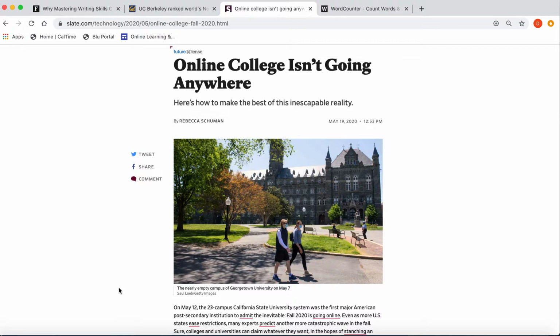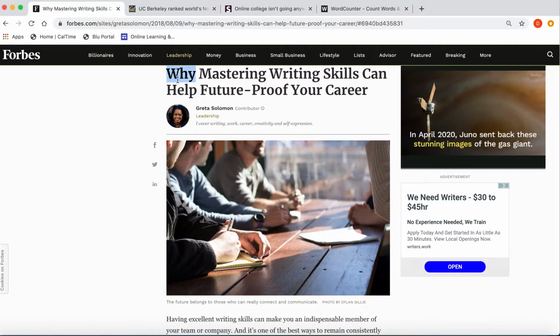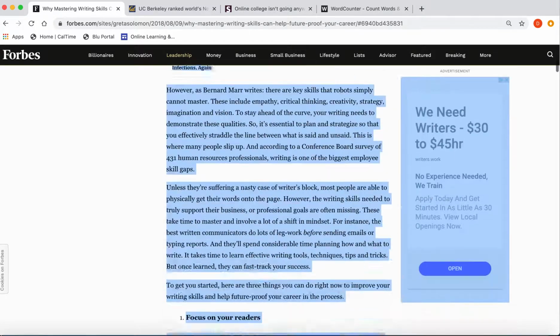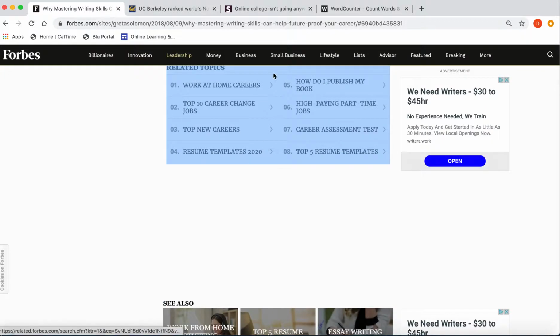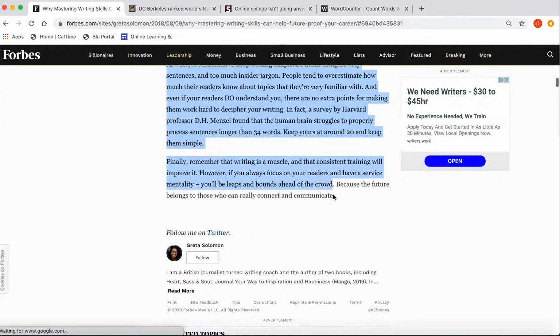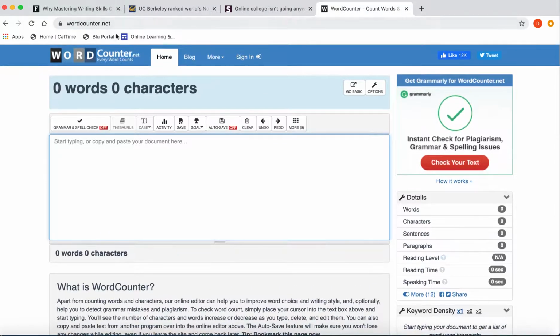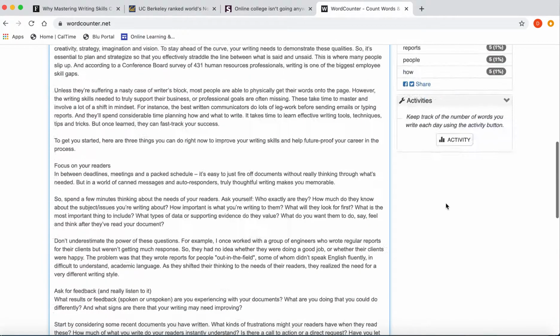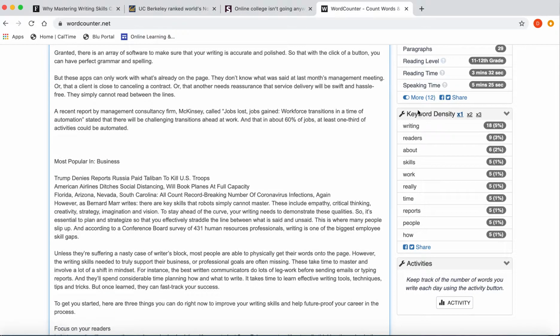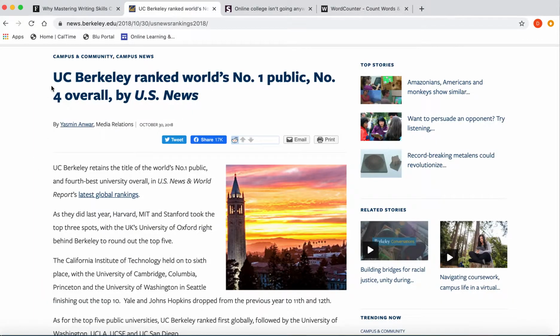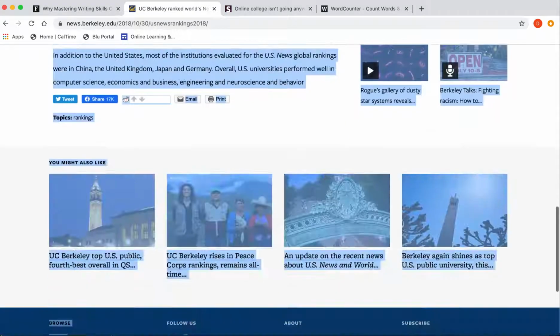All right? But there's a fourth thing that these writers are doing that's worth us noting. Take a look. If we take this text and copy and paste the whole thing, not the advertising junk, but just the writing itself, and then go to a website like wordcounter.net, which analyzes the content of texts, and paste it here, and then scroll up, we can see keyword density. These are the words that writers are repeating most. Look at this. Writing is mentioned 18 times in this article. Why? It's the topic.